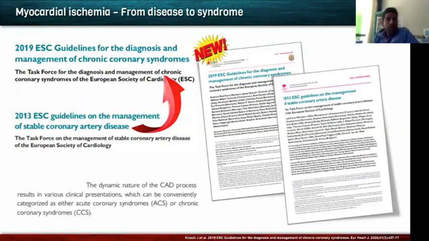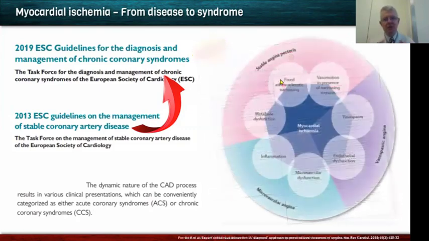And why is that? Now the authors of the guidelines acknowledge that there is a dynamic nature of the coronary artery disease process. So we have different clinical presentations ranging from acute coronary syndromes to chronic coronary syndromes. But more than that, we have different underlying pathophysiological mechanisms responsible for ischemia. So different clinical presentations, different mechanisms for myocardial ischemia. So this is rather a syndrome rather than a single disease.